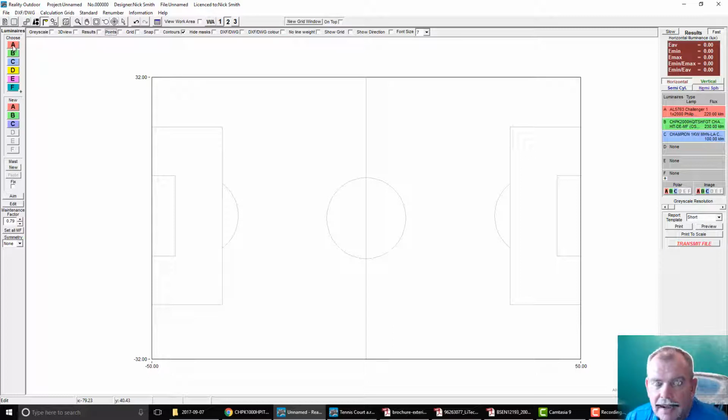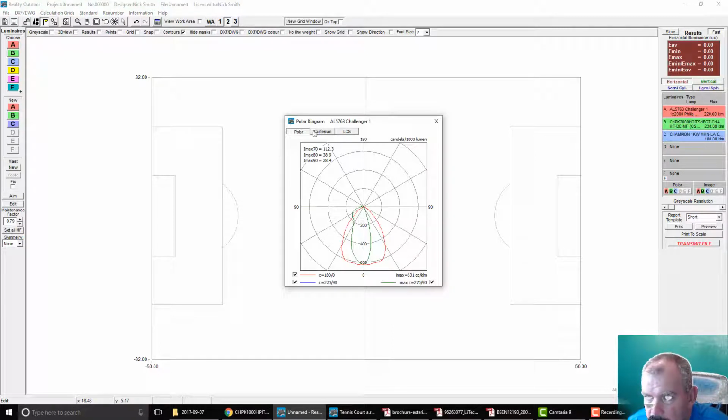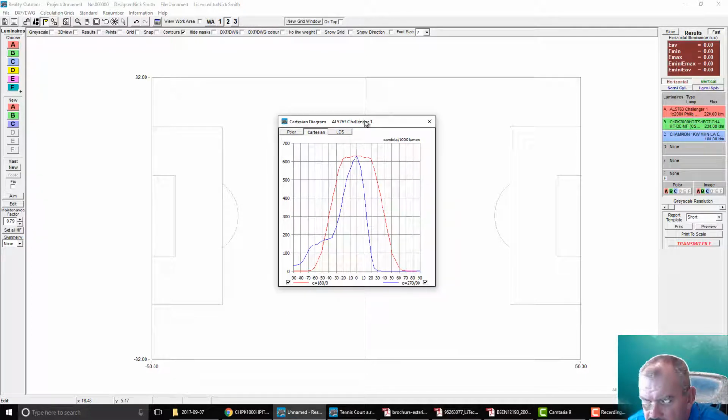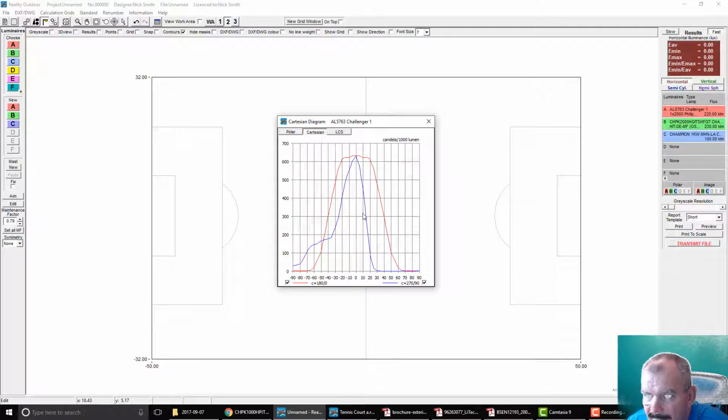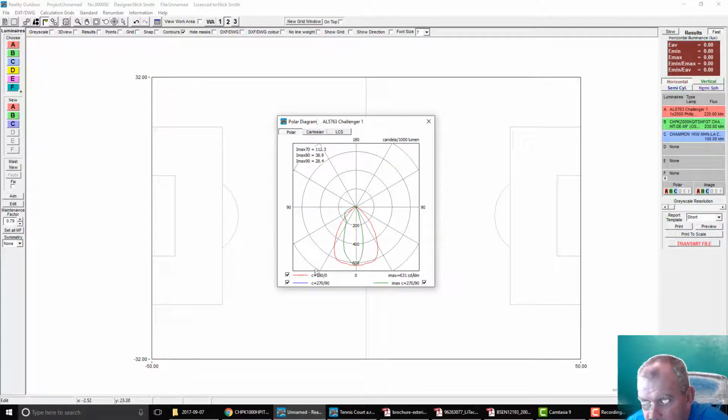Now, if we go and look at a light source within software, I'm using Lighting Reality because it shows off the different methodologies really well, but here you can see we've got a slightly different distribution, and I'll explain why that is in a minute. But this is the Cartesian curve, and this is the polar curve.